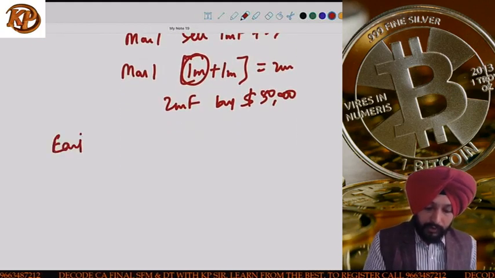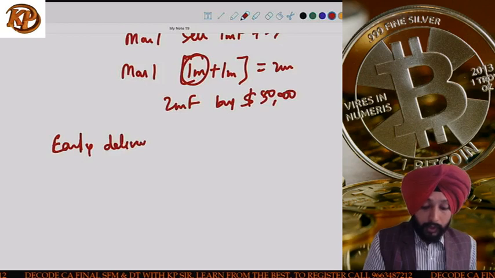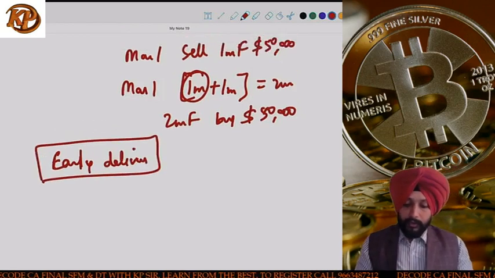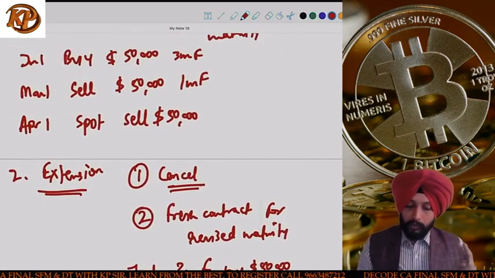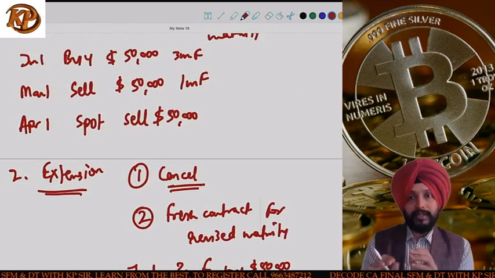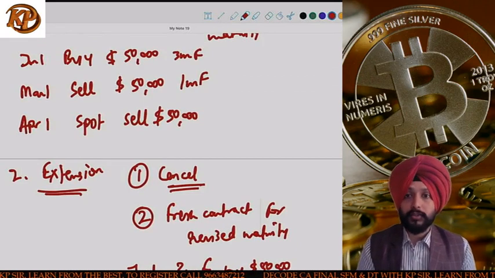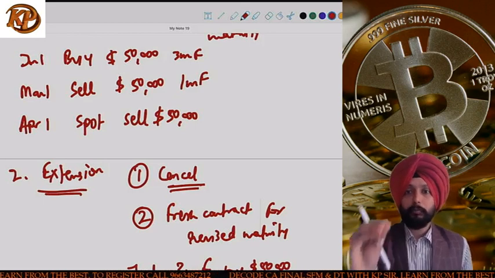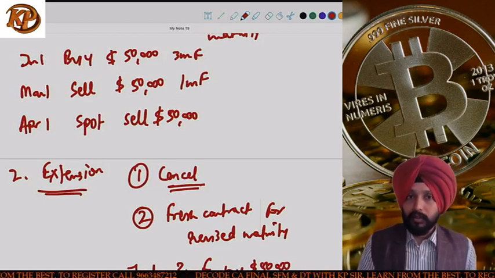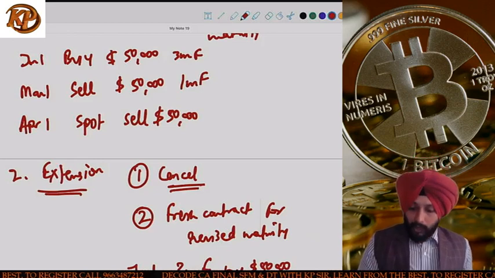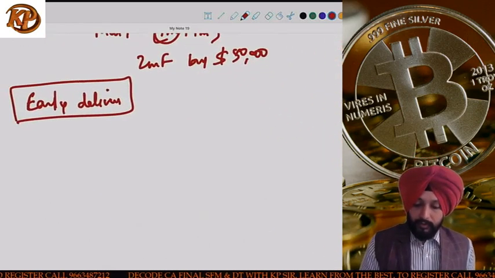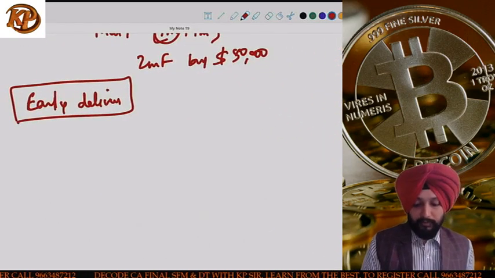In case of early delivery, before I start with early delivery, in both these things, one thing is very important to remember: any profit on cancellation will be given to the customer, any loss on cancellation will be charged to the customer. Profit or loss on cancellation purely belongs to the customer, who has to bear it. Okay, and last part is early delivery. In early delivery, what happens? It's very, very simple.